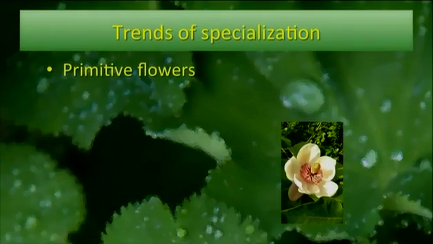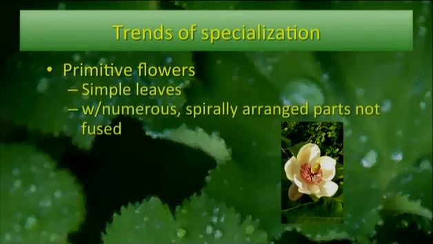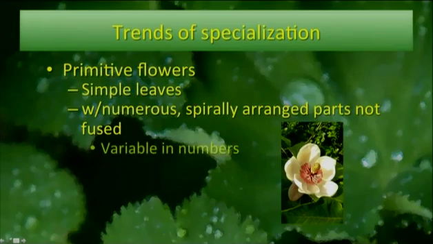Now primitive flowers. They have simple leaves. They have numerous spirally arranged parts that are not fused. Here we have a magnolia flower. You can see that these modified leaves, remember that all these floral parts are modified leaves, are not really differentiated into sepals and petals, and they're not fused. They're actually free from each other. Variable in number. Sometimes magnolias can have 5 petals, sometimes 6 petals, sometimes 7 petals, sometimes 8 petals. Look at all the stamens. Look at all these stamens here.